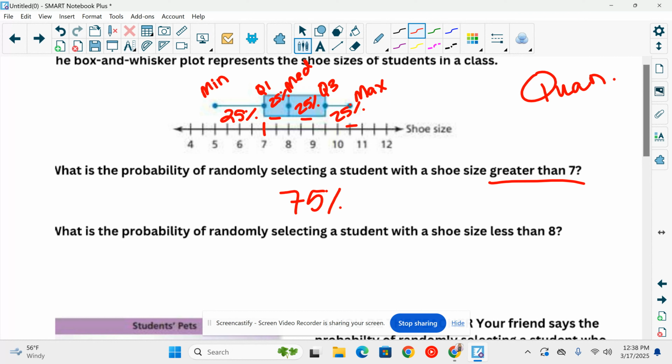What is the probability of randomly selecting a student with a shoe size less than 8? Well, here's 8. Less than, there's two sections, 25 and 25, give me 50%. What's its likelihood? It's equally likely. Good deal.